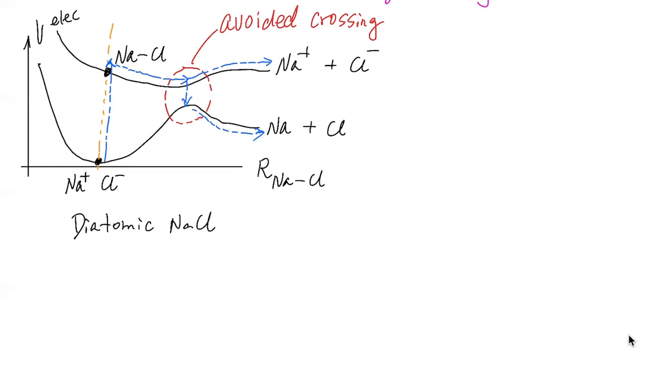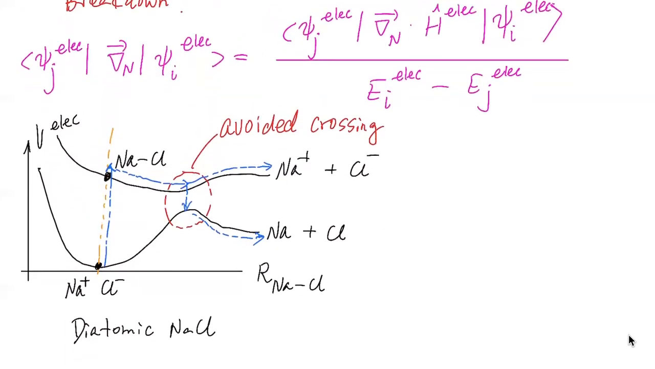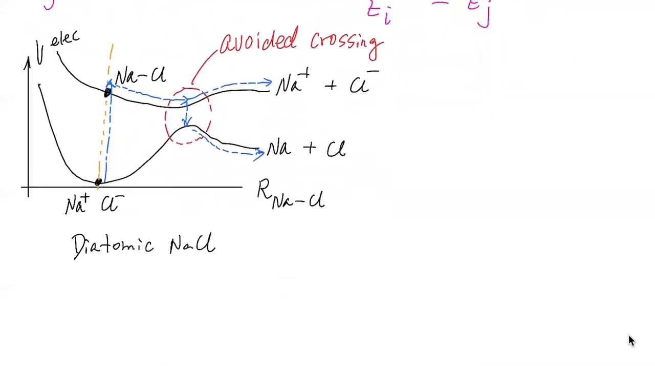Okay, this non-adiabatic transition is because of what? Because of this very large non-adiabatic coupling element due to the nuclear motion. Okay, this is the example of a diatomic molecule.